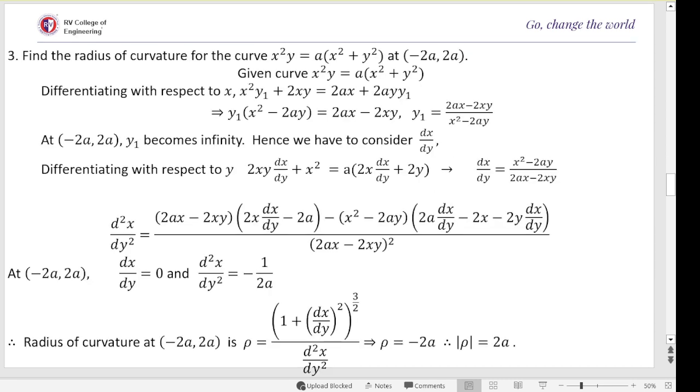So next problem, find the radius of curvature for the curve x square y equal to a into (x square plus y square) at (minus 2a, 2a).